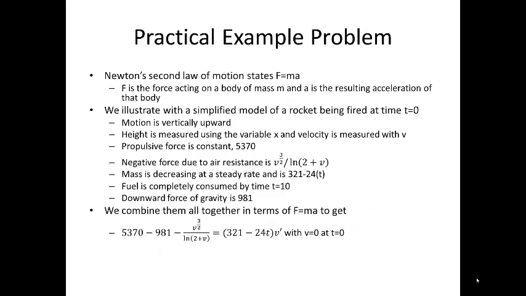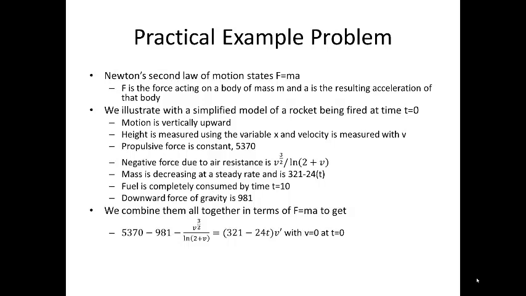So, Newton's second law of motion states that F is equal to ma, where F is the force acting on a body of mass m, and a is the resulting acceleration of the body. Now, this law is actually a differential equation in disguise, because a, the acceleration, is the derivative of velocity, and velocity is in turn the derivative of the position. We'll illustrate with a simplified model of a rocket being fired at time t equals 0. Now, the motion is vertically upwards, as rockets tend to do.